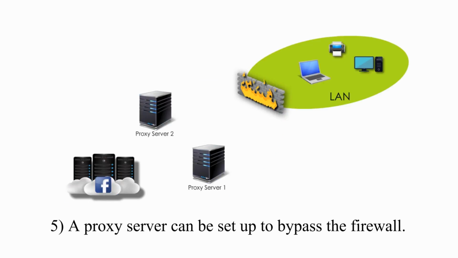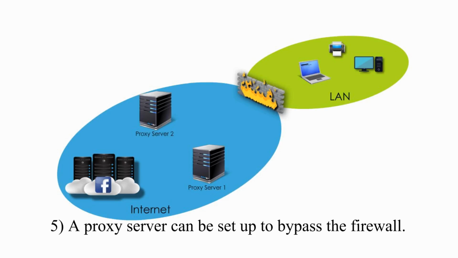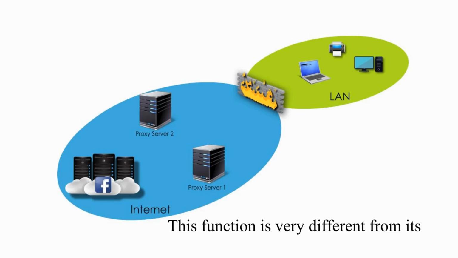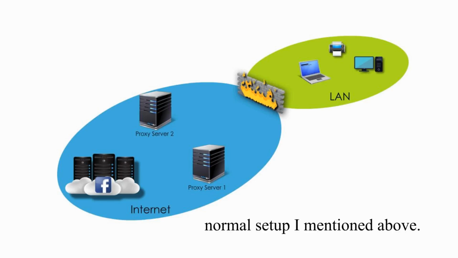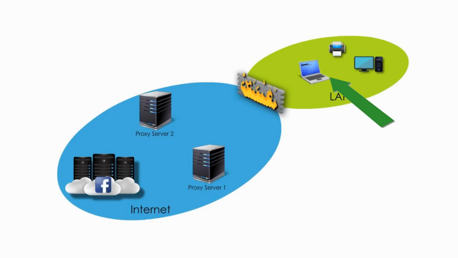Last but not least, a proxy server can be set up to bypass the firewall. This function is very different from its normal setup I mentioned above. Here is the scenario. Suppose I'm sitting in my school office using my school private network, and I want to check my Facebook, but my school firewall blocks the Facebook site. I cannot connect with my friends, but I'm very determined and stubborn.